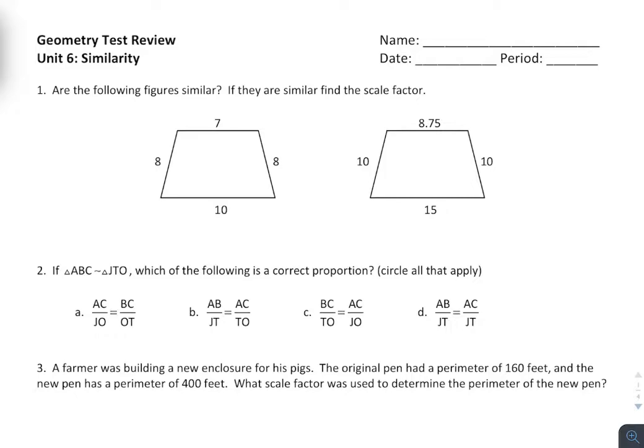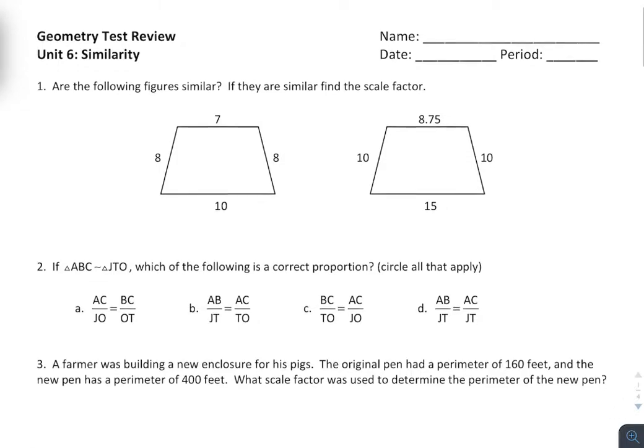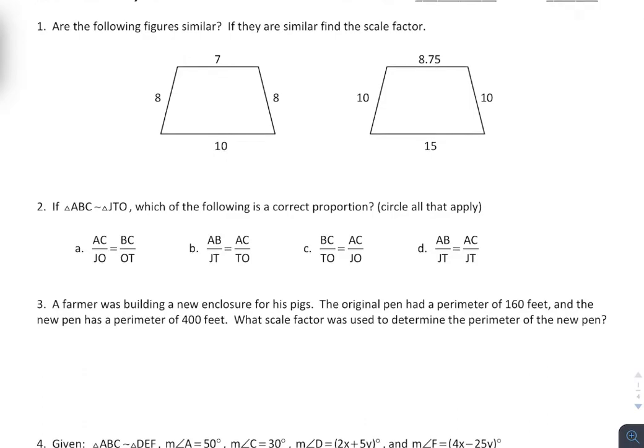All right, you guys, so we are going to go over our similarity test review. So the first thing we're going to do is figure out if these two trapezoids are similar. So what we're going to have to do is compare our similar sides. So we're going to compare 8 to 10, and we're going to set it equal to 7 over 8.75. Then we're going to set it equal to 10 over 15.